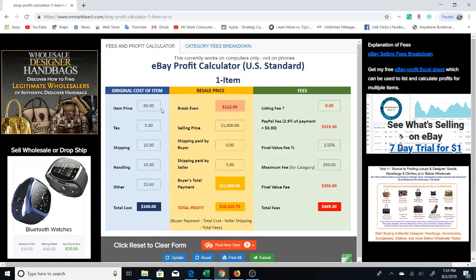It's just a matter of plugging the numbers in, and when you're ready to start with a new calculation, you click the reset button at the bottom. That will reset the calculator.